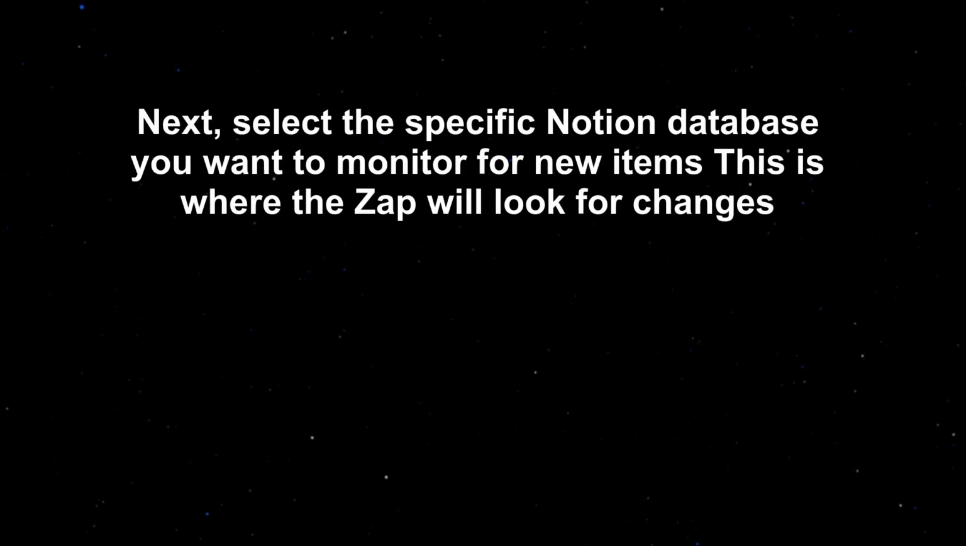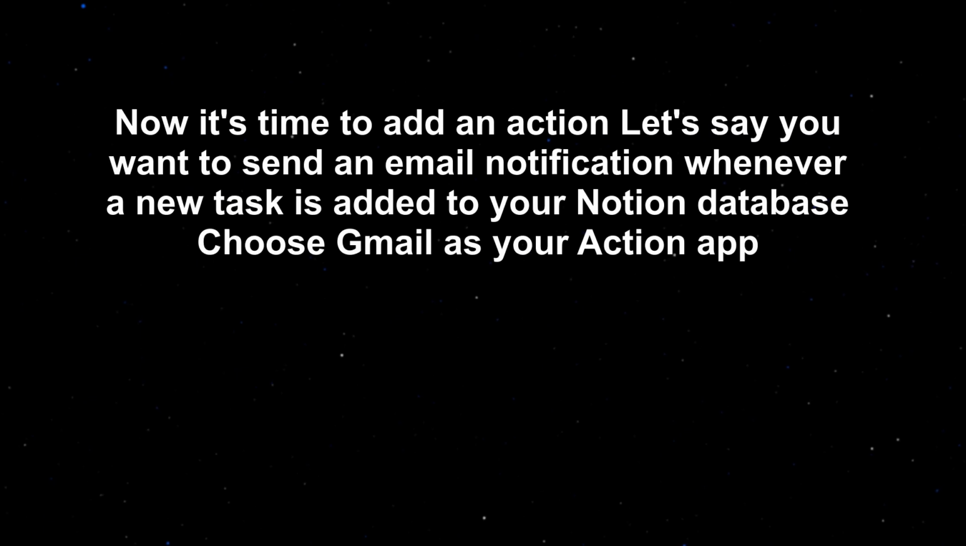Next, select the specific Notion database you want to monitor for new items. This is where the Zap will look for changes. Now it's time to add an action. Let's say you want to send an email notification whenever a new task is added to your Notion database.